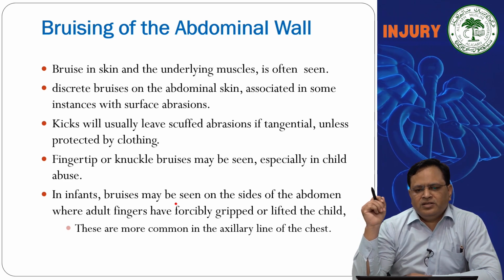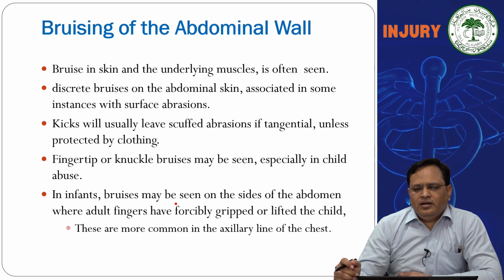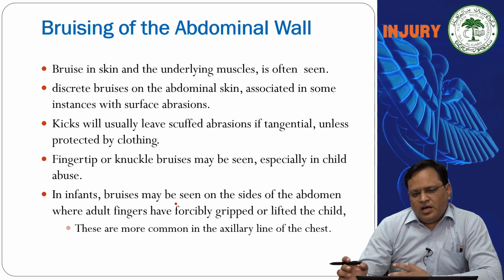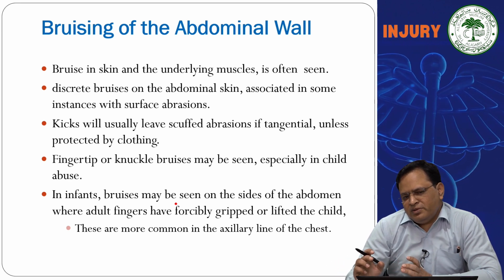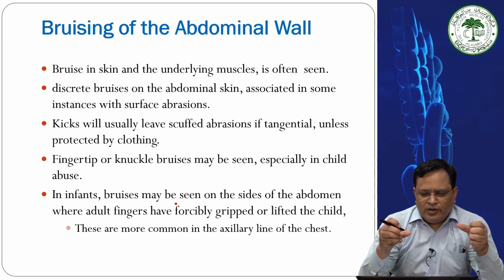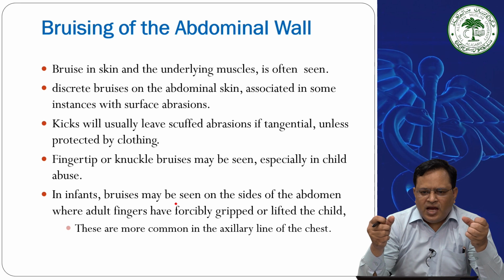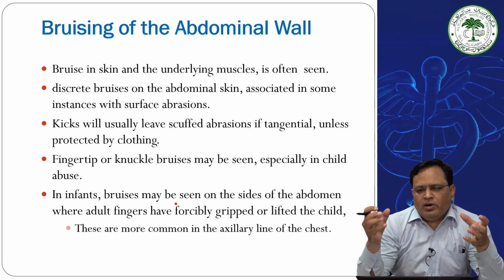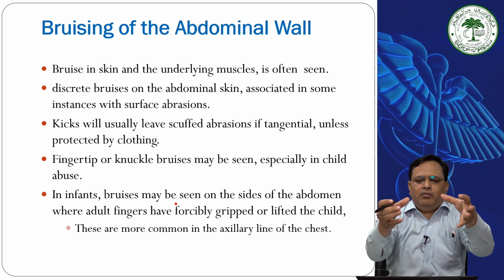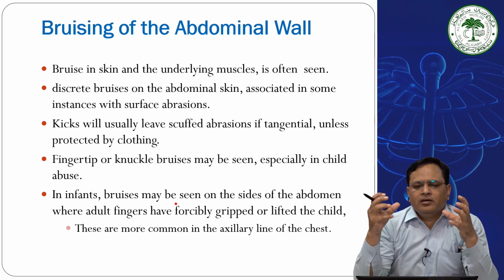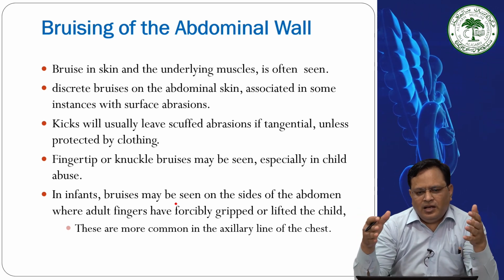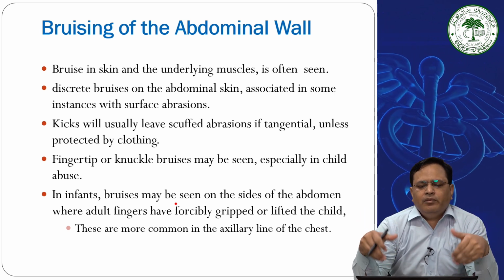In infants, bruises may be seen on the side of the abdomen, mainly in battered baby syndrome. The bruises may be seen in the line of applied force, mainly fingertip bruises, from forcibly gripping the child and lifting the child up, common in the axillary line of the chest. So most of the time the child is picked up like this and may be squeezed like this. So the bruising can be present in the chest, in the axillary line, in the axilla and the line below it.